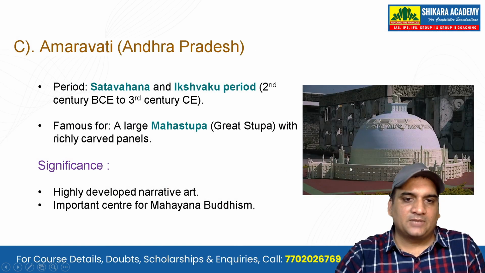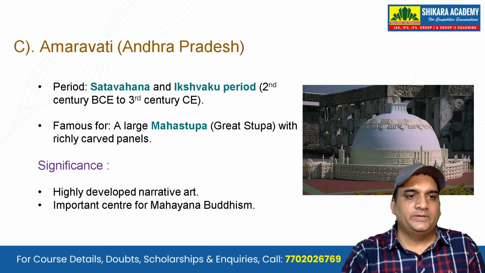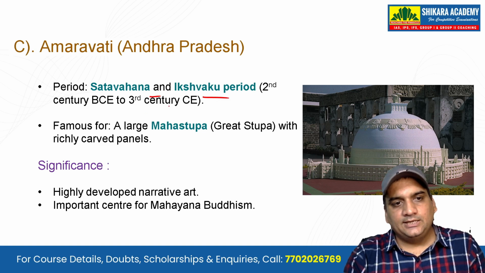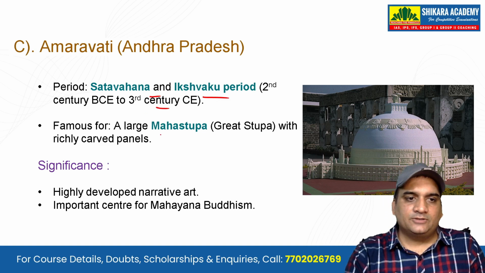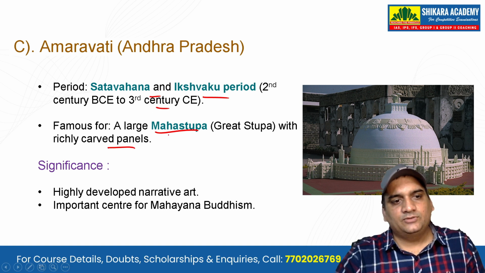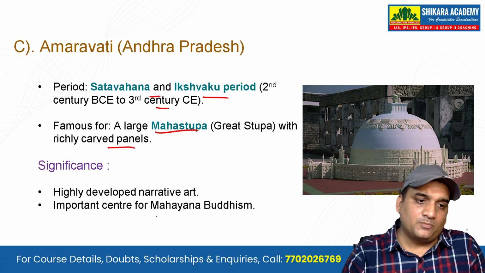Then let's see Amravati in Andhra Pradesh. Looks beautiful. The period is Satavahana and Ikshvaku period, that is the 2nd century BCE to 3rd century CE. Famous for a large Mahastupa. Okay, richly carved panels that we can see over here. An important center for Mahayana Buddhism.